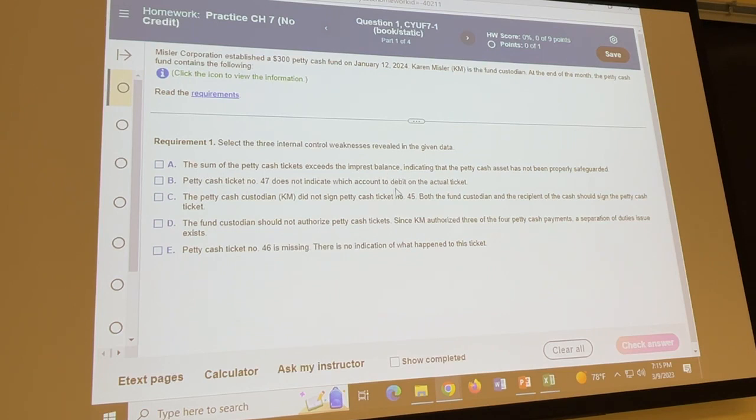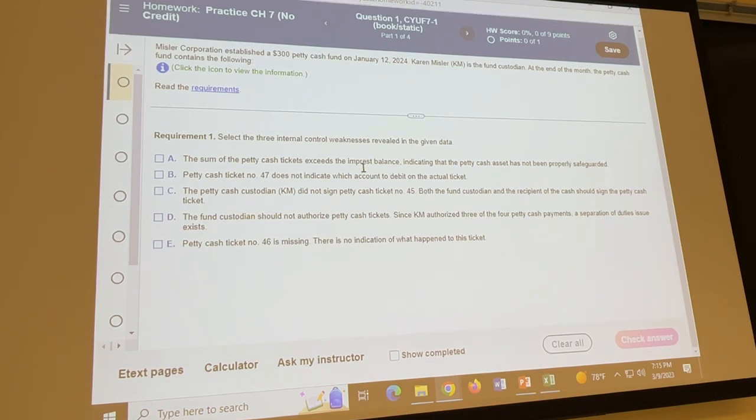Okay, the two types of problems that are going to be the most prevalent in my lab for this chapter will be petty cash problems and bank reconciliation problems. Those are the only two things that are terribly difficult that you would be expected to do in chapter 7. So we'll go do an example of each one of those two types of problems.